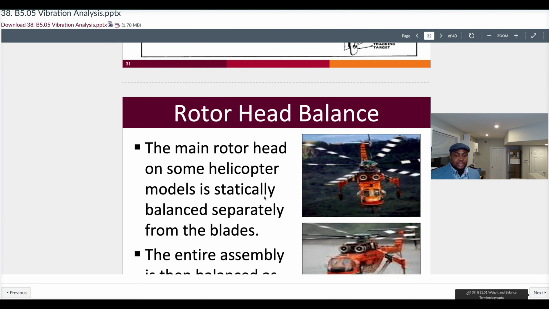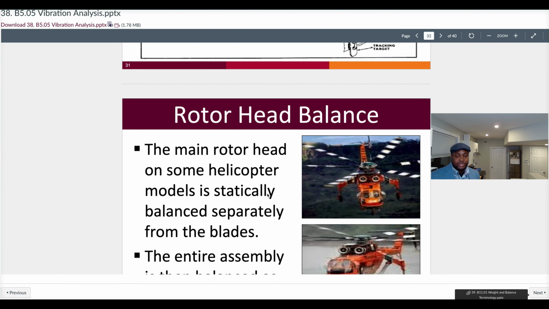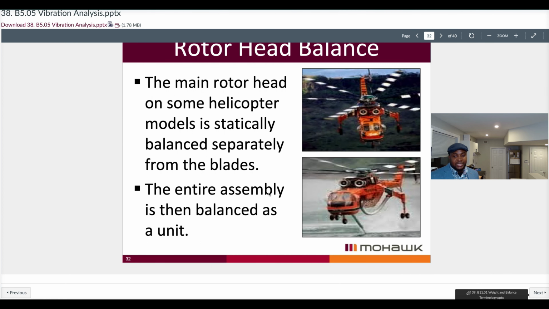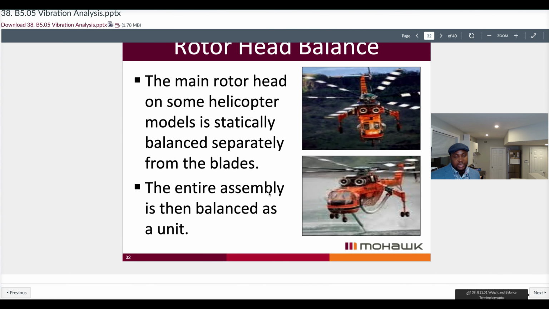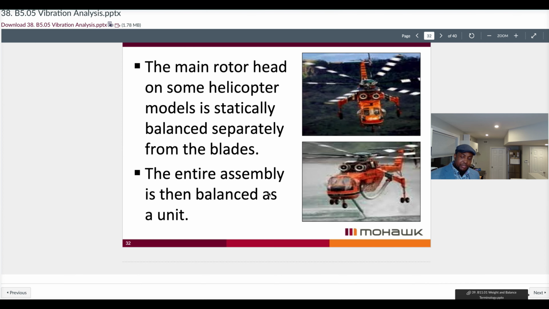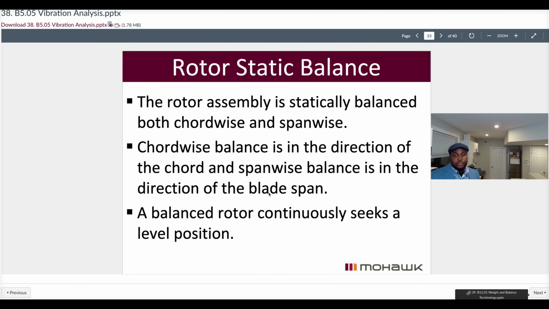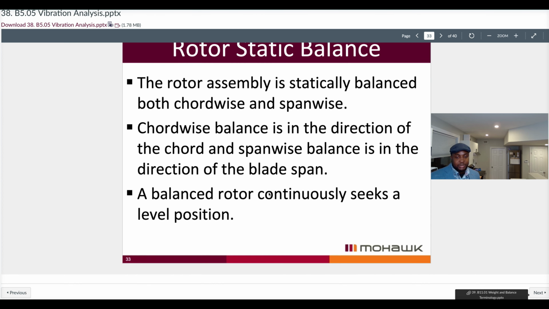Rotor head balance. The main rotor head on some helicopter models is statically balanced separately from the blades. The entire system is also then balanced afterwards. Rotor static balance. The rotor assembly is statically balanced both chordwise and spanwise. Chordwise balance is in the direction of the chord from leading edge to trailing edge. Spanwise balance is in direction of the span from the hub, which is the blade root, to the blade tip.